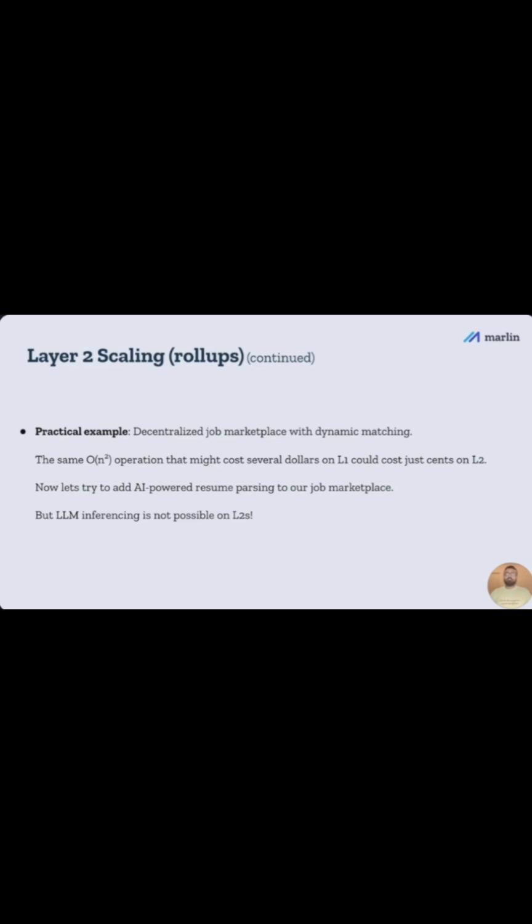Now that we have a viable dynamic matching feature, let's try to add AI-powered resume parsing to our job marketplace. But wait, LLM inferencing is not possible on L2s due to memory and compute constraints. This is where coprocessors come in. So what exactly are coprocessors, you ask? We'll discuss that in the next video.